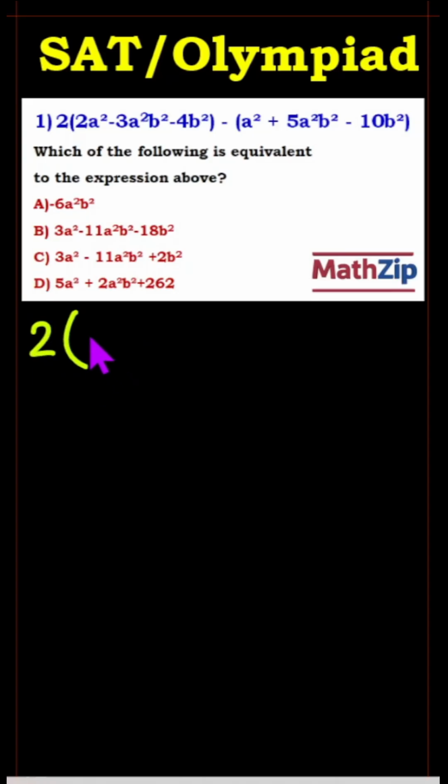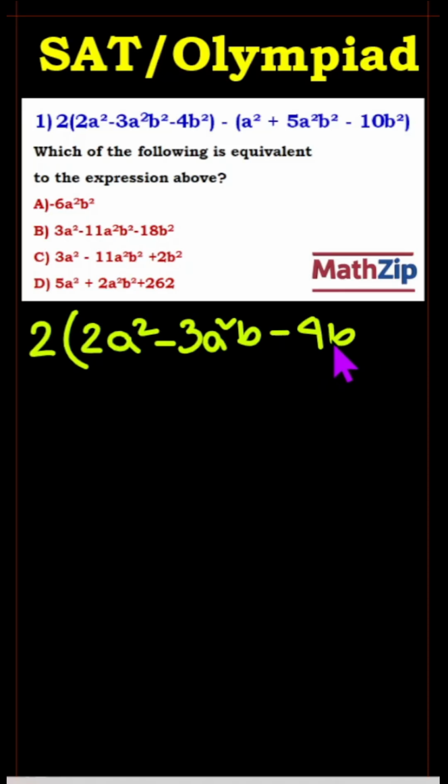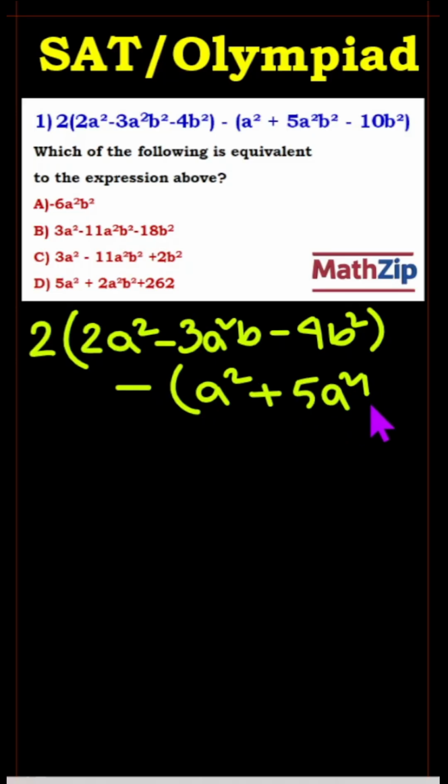2 times 2a square minus 3a square b minus 4b square minus a square plus 5 square b square minus 10b square. So we have to find out which of the following is equivalent to the expression above. So first we have to do these two and this bracket work.